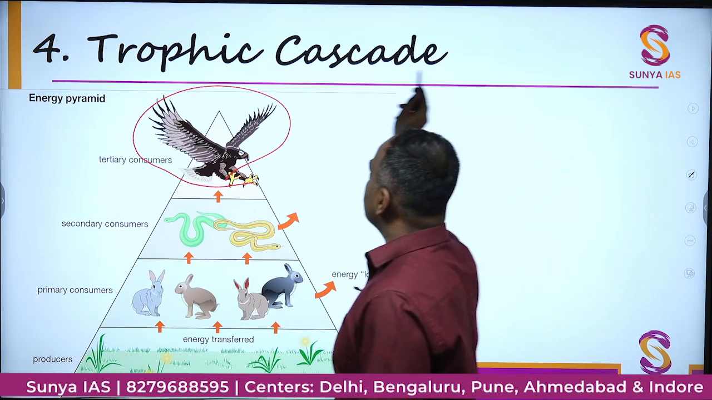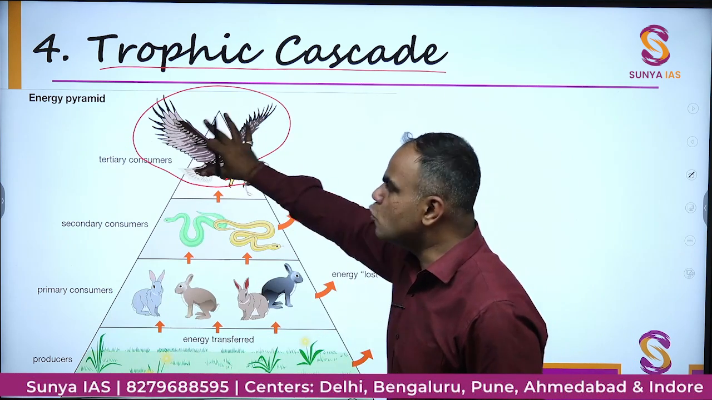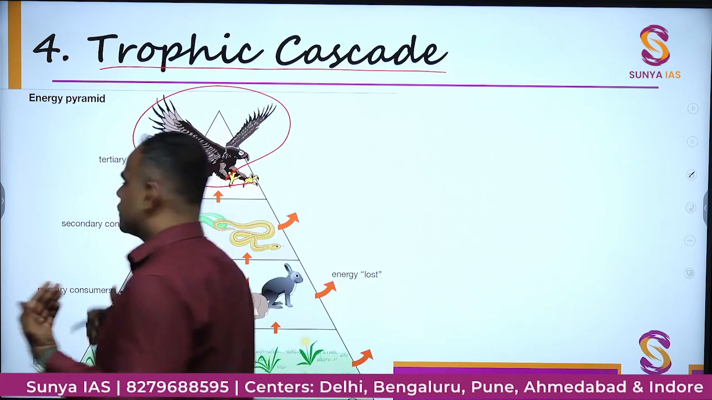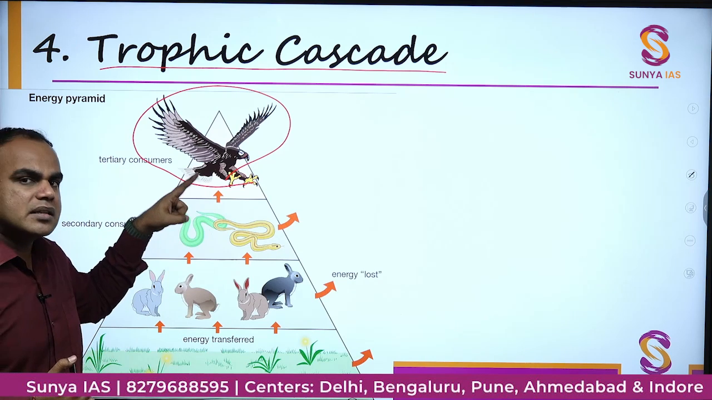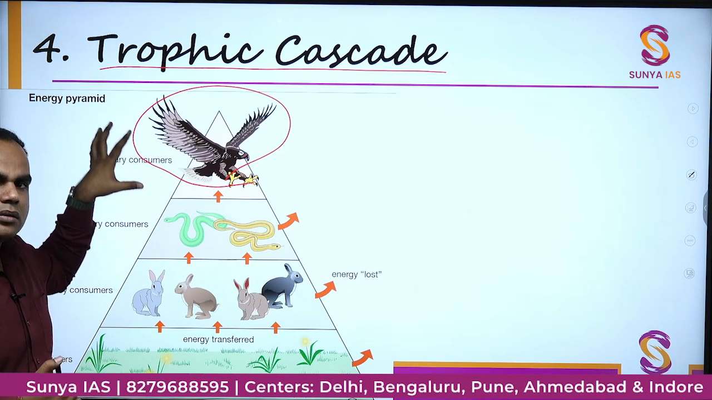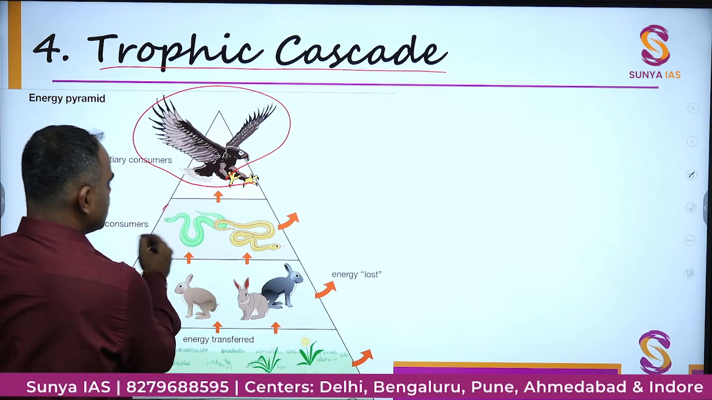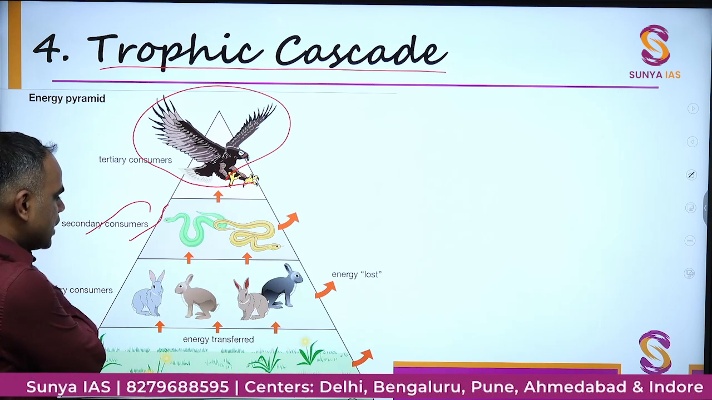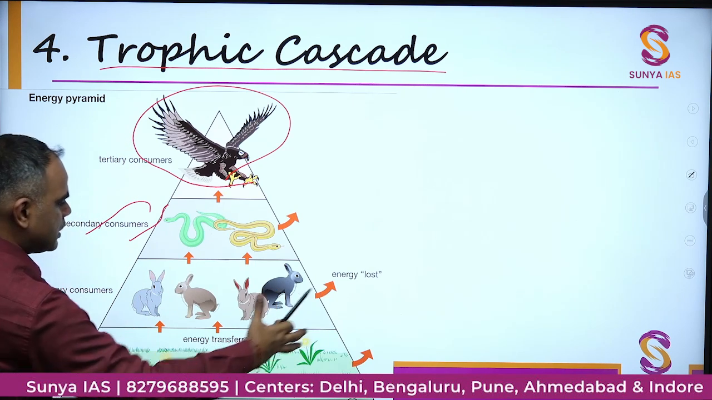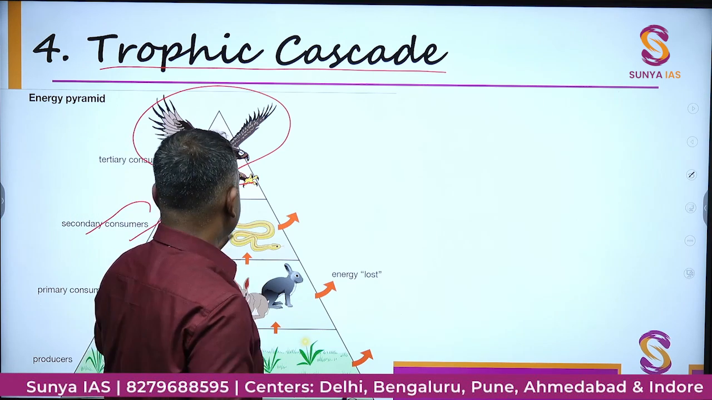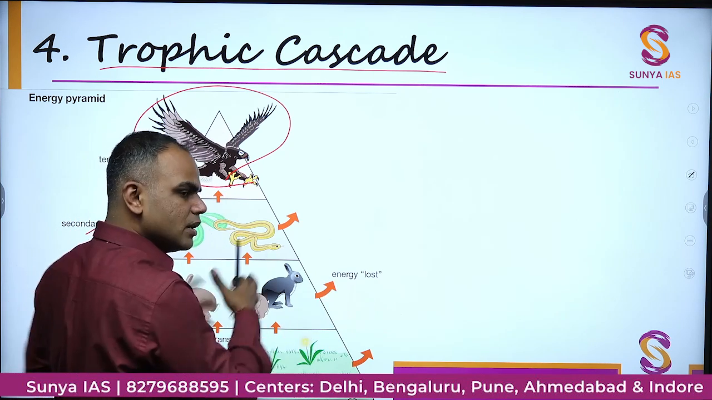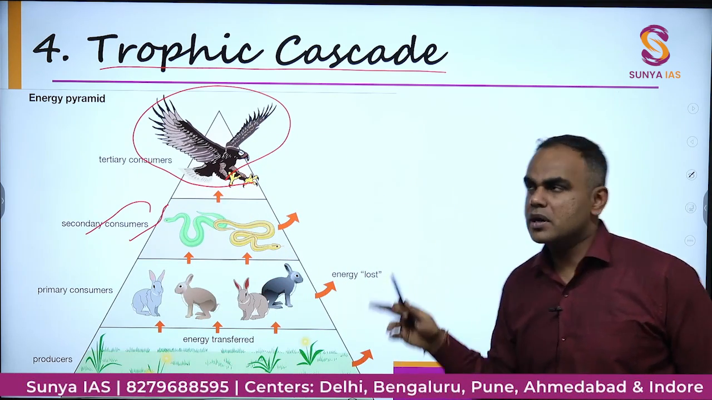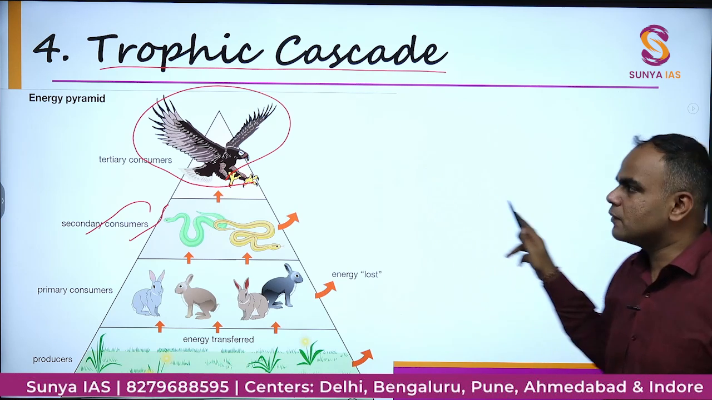Now in Trophic Cascade, what happens is, if because of any activities any element is removed, the entire chain gets disturbed. Imagine if this hawk or the eagle is removed, what will happen? You will have more snakes. If there are more snakes, they will eat more rabbits, and so on. Then you will have a lot of grass. Or if you remove this, even this will substantially expand and the whole food chain would collapse at some point of time. That is known as Trophic Cascade.